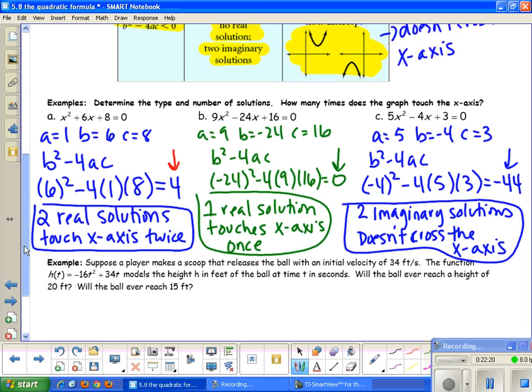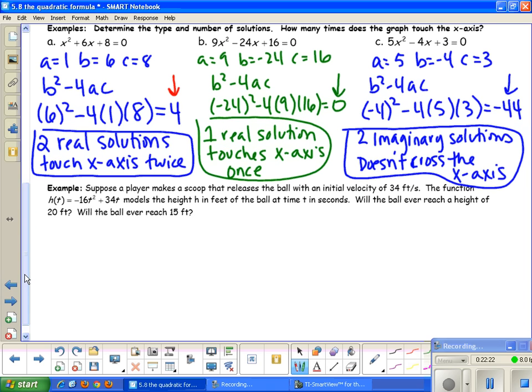So let's look at this last problem that we have here. It says, suppose a player makes a scoop that releases the ball with an initial velocity of 34 feet per second. The function that's given here models the height, h in feet, of the ball in time t seconds. Will the ball ever reach the height of 20 feet? Will the ball ever reach a height of 15 feet? So for our equation, we have negative 16t squared plus 34t. And we want to figure out if the ball is ever going to reach 20 feet or 15 feet.